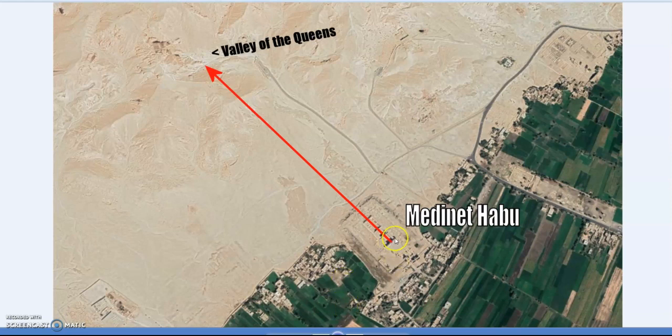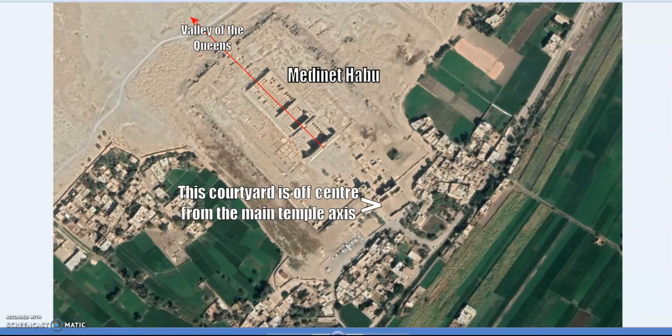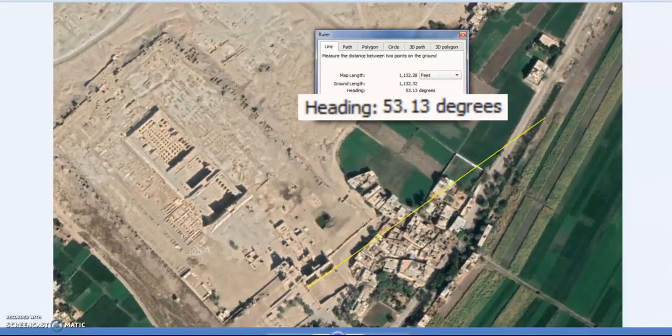It too is pointed to the Valley of the Queens, again probably to a specific location in there, so it matches the other sites as well. Now it's worth noting that on the main axis, we have a courtyard, a part of the complex, which is tilted. It's off the main axis by 53.13 degrees.